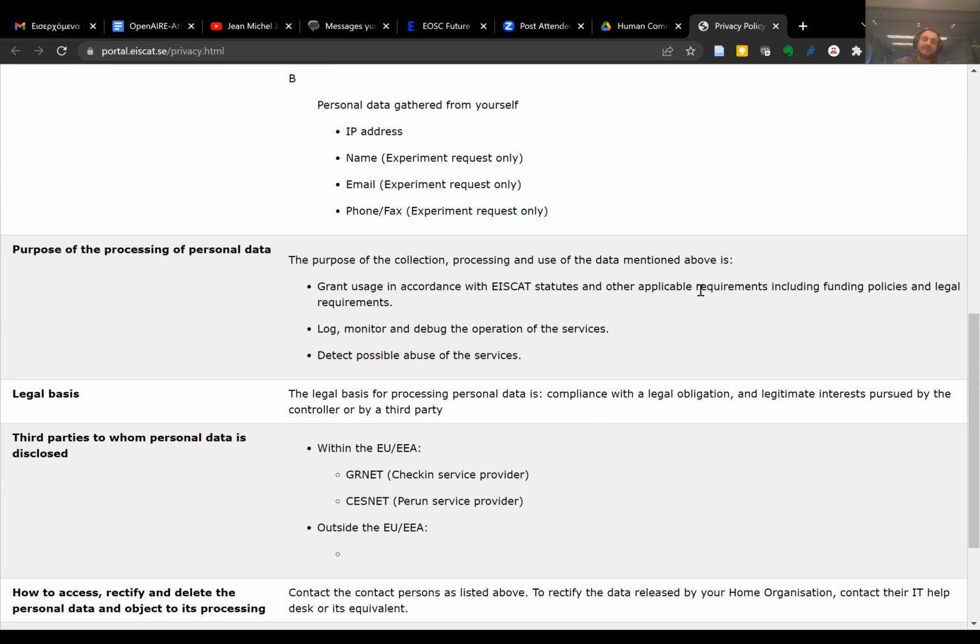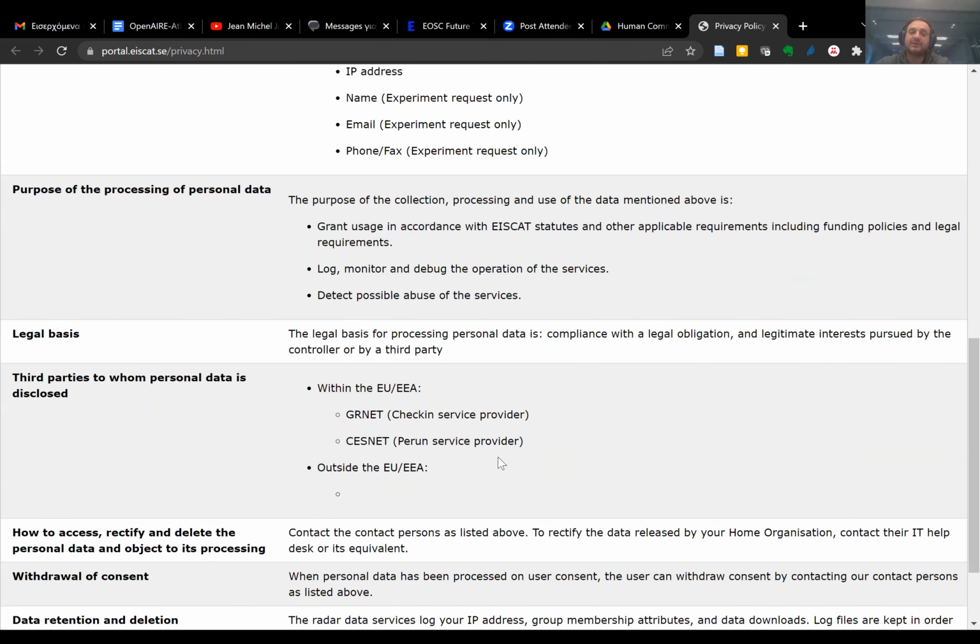So logging, monitoring, and debugging of the service is something that may require some processing of personal data, and this may be the result of legitimate interest. Detect possible abuse of services could be something that comes under legal obligation or not. I don't know. Grant usage in accordance with EOSC statutes, this again could be legal obligation. But in order to assess whether legal obligation or public task or anything else, actually, especially legal obligation and public task, is the legal basis, I need a provision. So I need some kind of law or something saying something about it. So for me, this is pretty weak here.